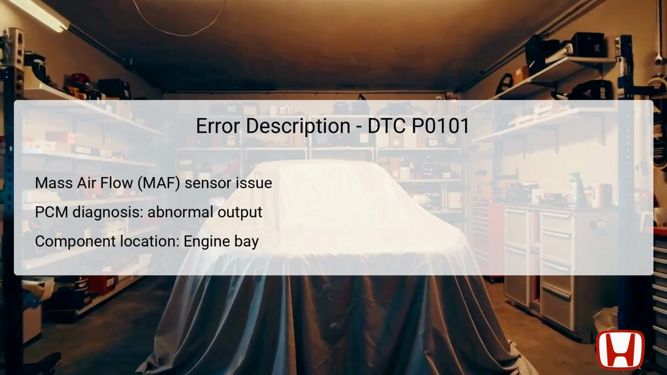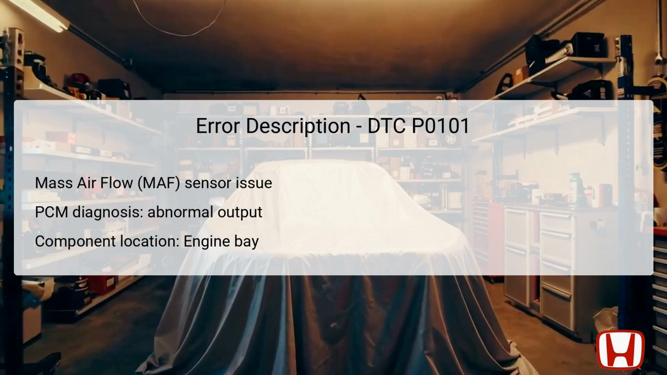The DTC P0101 signifies that the mass airflow sensor is experiencing a circuit range or performance issue. When the PCM, or powertrain control module, detects that the frequency output of the MAF sensor is outside its specified range, it identifies this anomaly, leading to the storage of the DTC.